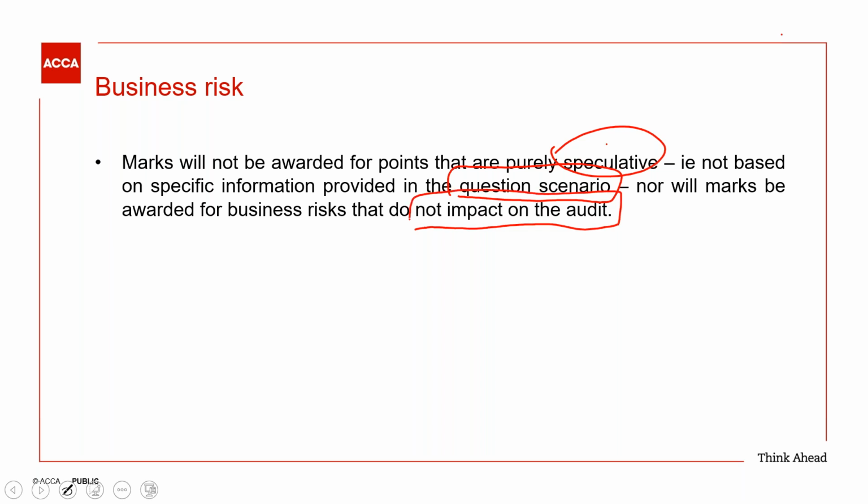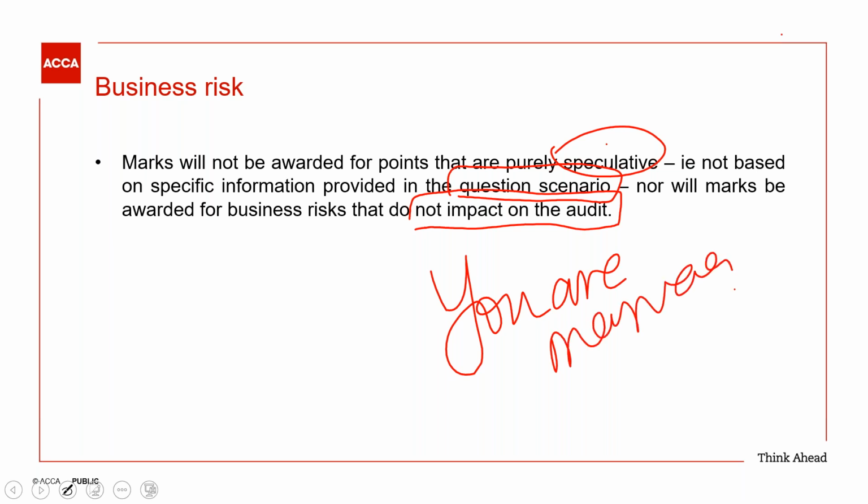Now, because you are doing business risk from an auditor's point of view, you need to identify those business risks in the exam paper which are important to the auditor. You cannot just write those business risks which are very general, but you need to focus on those business risks which you believe are really important. In a question, you are a manager, right? So when you are a manager, will you focus on important business risks or just insignificant business risks? Suppose there are 10 business risks in the paper and you need to write 4.